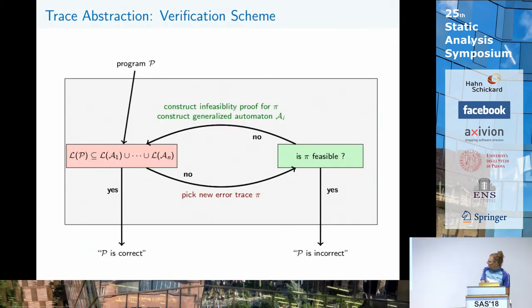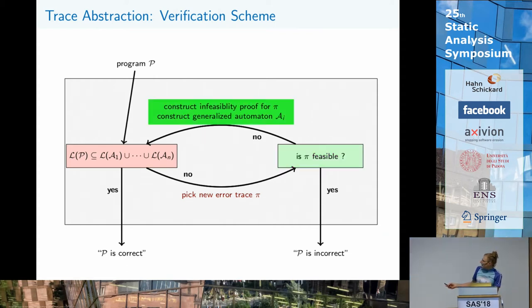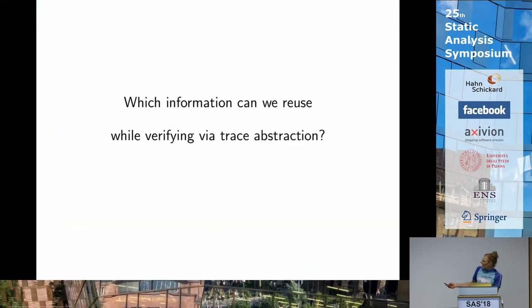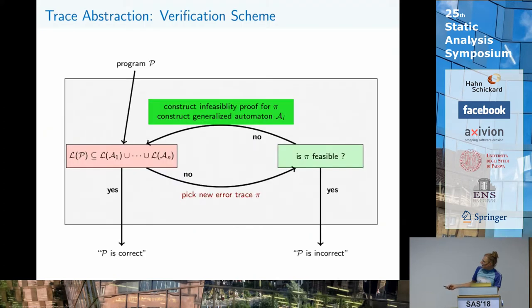Okay, I quickly want to show you the algorithm. So here we start with a program, we do some emptiness check, then we pick some error trace. So this is marked red to indicate that this is a pure automata theoretic operation. Then we check feasibility. So there we need to have a look at the semantics of the program. And then we generalize this and get a new automaton that we can add to this set, and we continue like this.